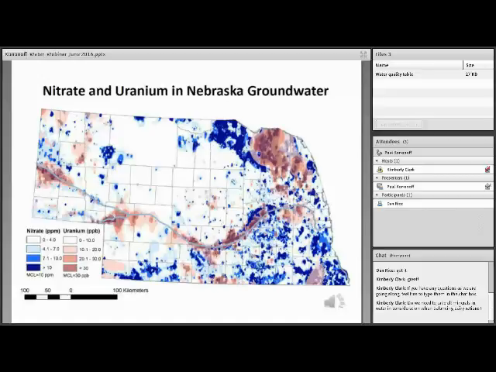Again, this is a map of the state of Nebraska looking at the concentrations of nitrate and the concentrations of uranium in the drinking water. This hasn't been tested scientifically, so these are correlations. But in areas where we see high concentrations of nitrate, we're also seeing higher concentrations of uranium. And so the research which has been conducted suggests that there is a link between nitrate and uranium. So if you're in an area where you may see high nitrates, you're likely also going to see higher uranium in your water.